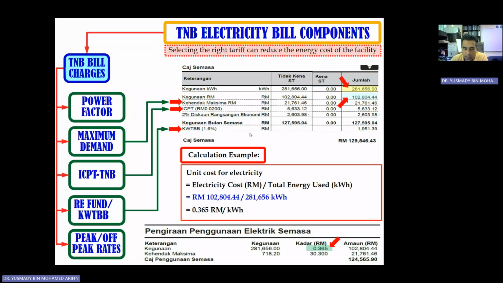So that's why in the second figure, the bill shows the value of the rate of electricity use or tariff rate, 0.365. Okay. Multiply with the amount of energy used.